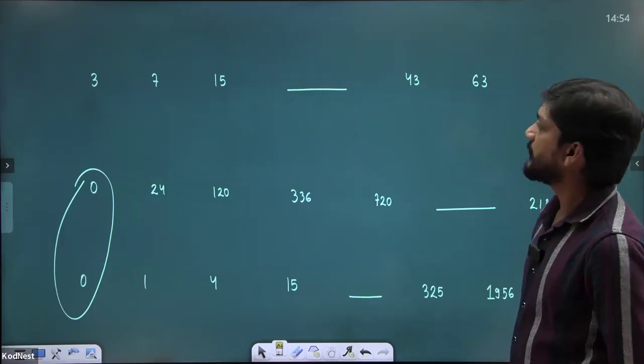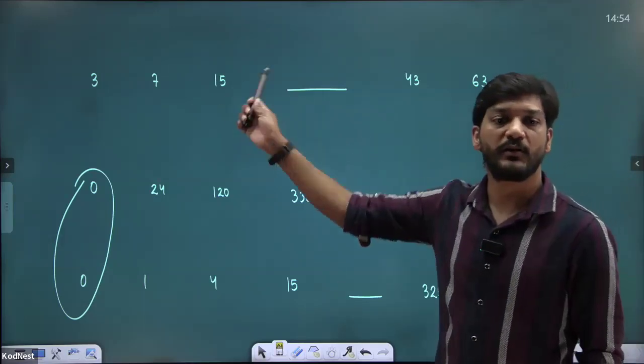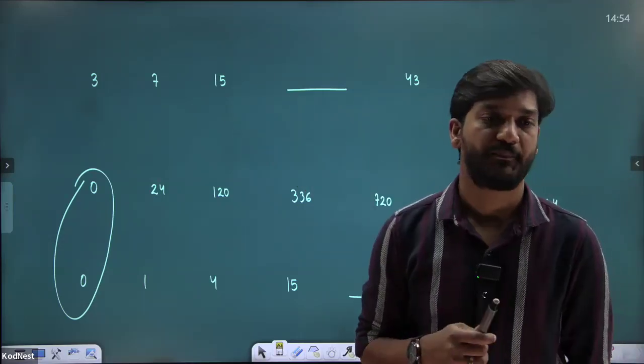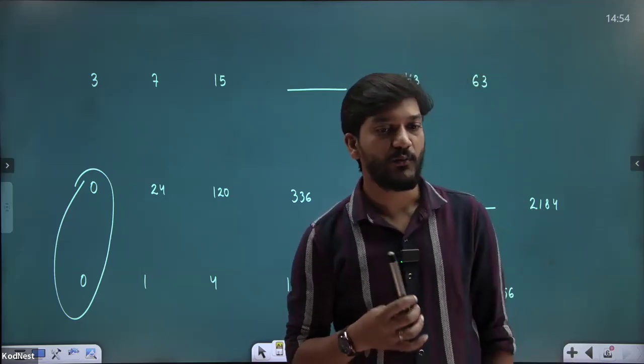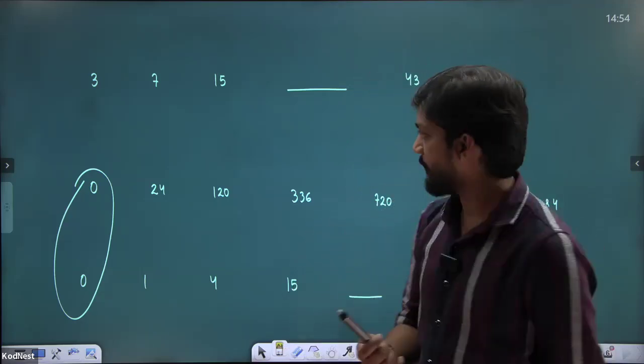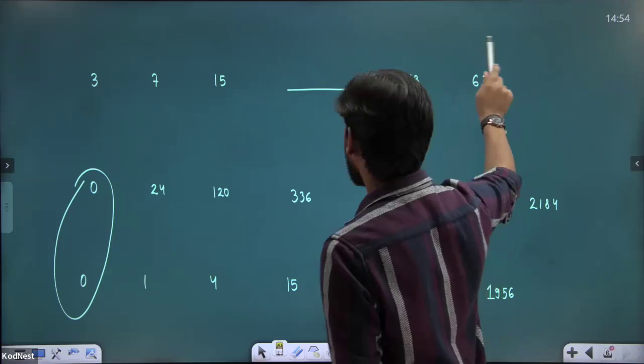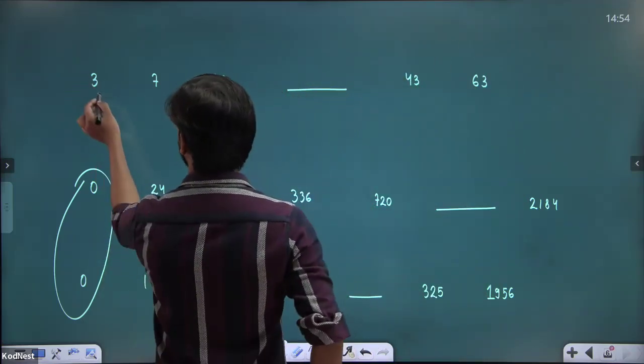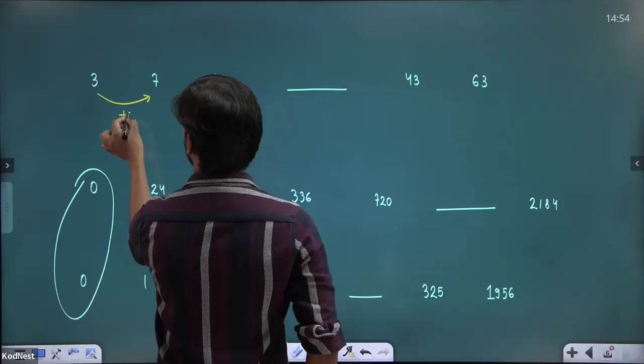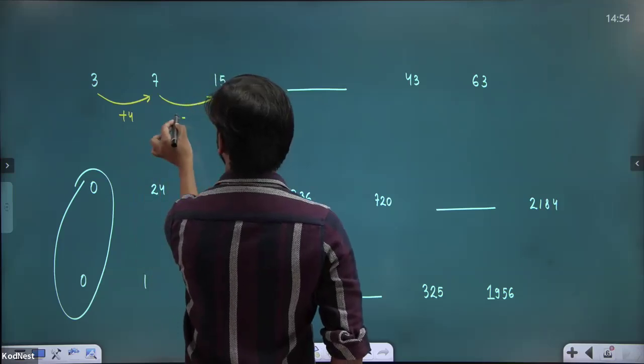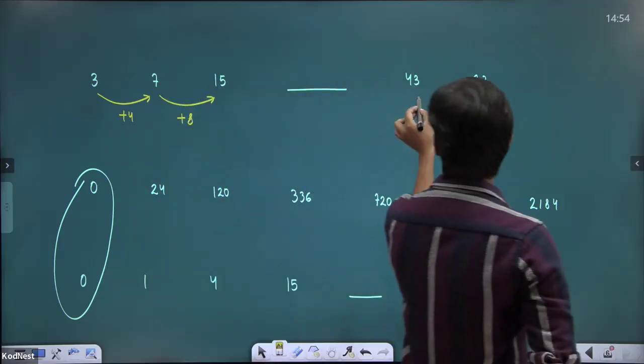All right. So here, what will you start with? Multiply or plus? What will you start with? Plus, because the starting value and last value are not a huge difference. So start with plus. So plus 4, 7 plus 8, 15. And the last one is 20.